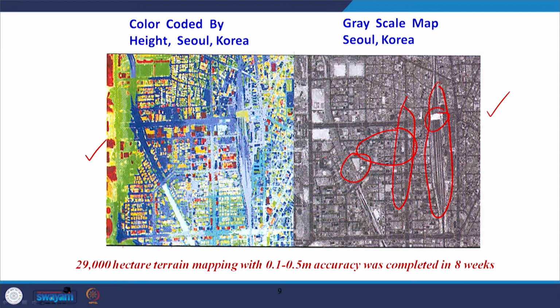But what is important is that you can cover a very large area. As you can see here, 29,000 hectare area was covered with 0.1 to 0.5 meter accuracy. So this is the most important thing, that by any other method, by any other technique, it is really impossible to get such a high accuracy of the data.